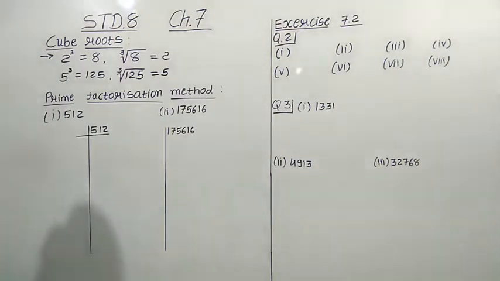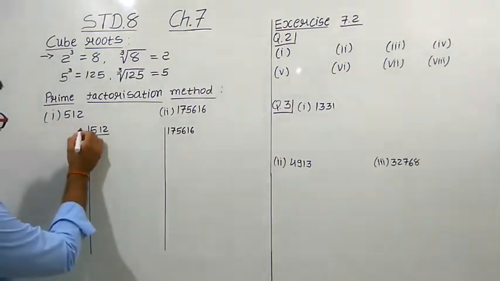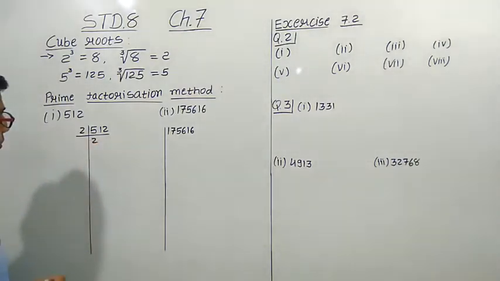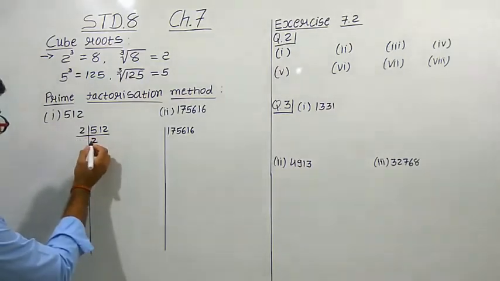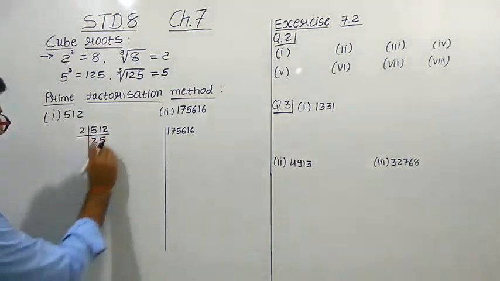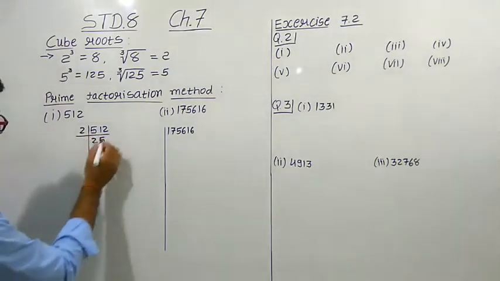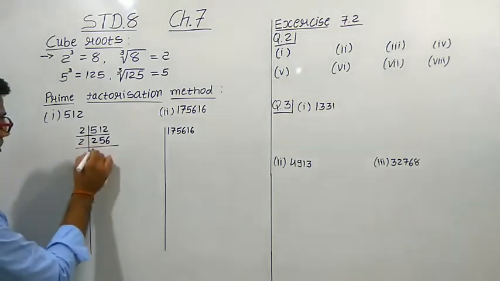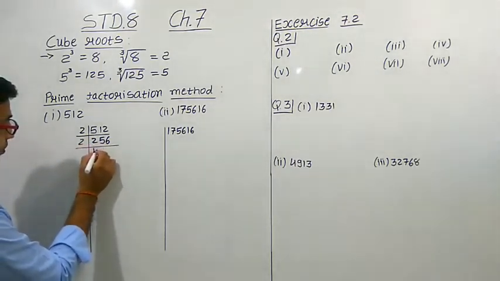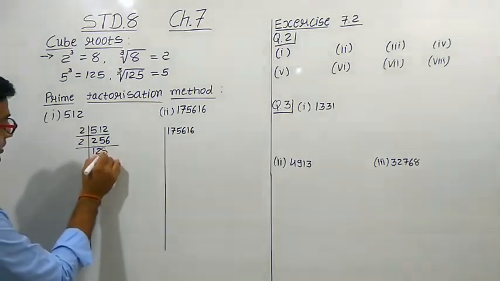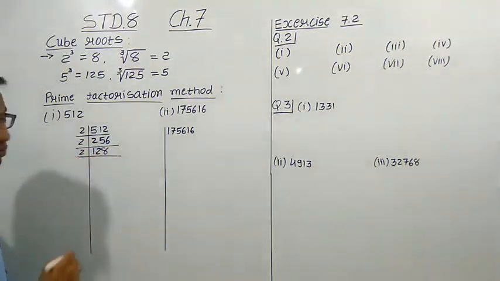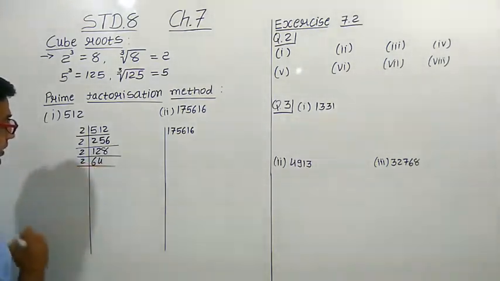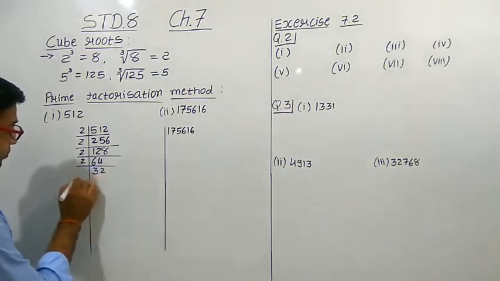When we factorize it, first of all we divide it by 2. 2 2s are 4, 2 5s are 10, and 12 is there. So we get 2 6s are 12, 256. Again divide it by 2, we get 2 1s are 2, 2 2s are 4, and 2 8s are 16. Again divide it by 2, we get 6 2s are 12, and 4 2s are 8. Now again divide it by 2, we get 32.